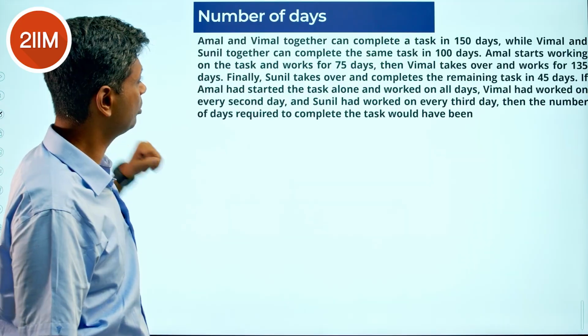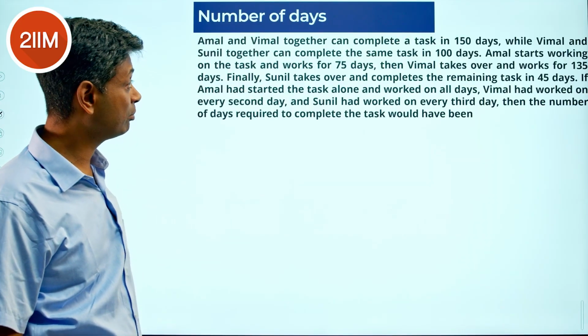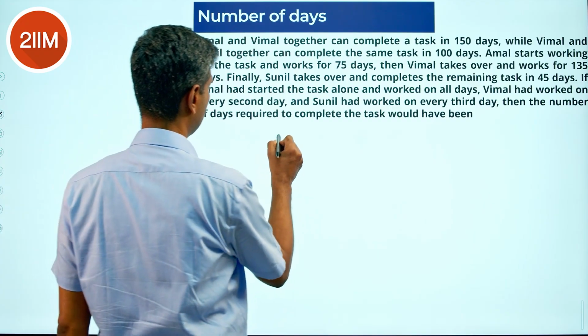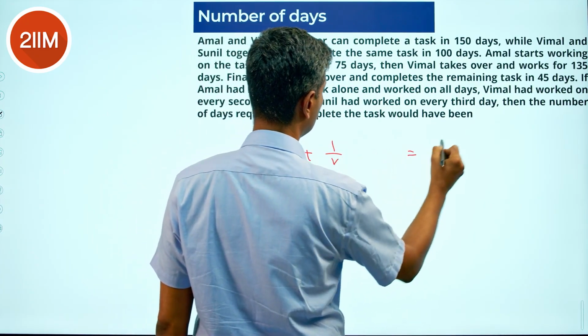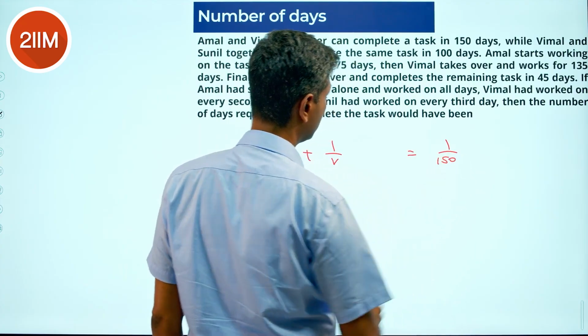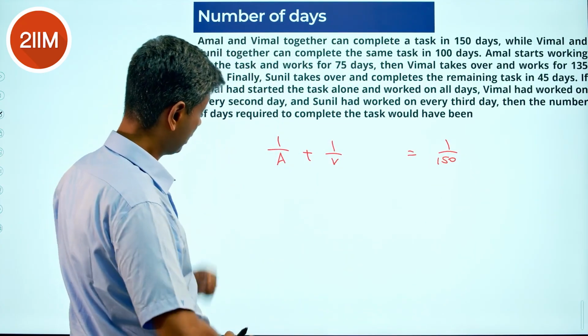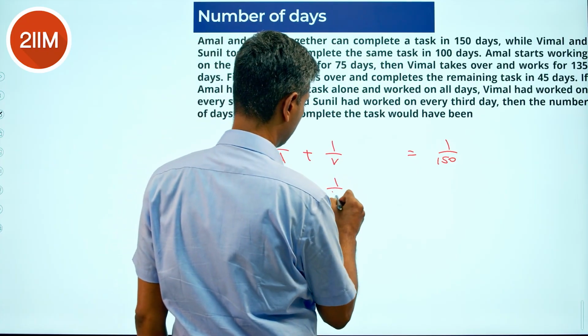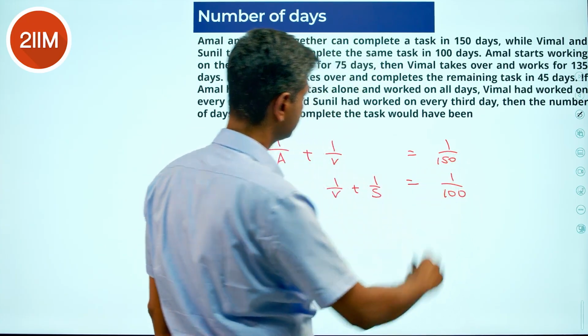Amal and Vimal together can complete a task in 150 days, and Vimal and Sunil can complete the same task in 100 days. If Amal takes A days, 1 by A plus 1 by V is 1 by 150. Well, Vimal and Sunil together can complete the same task in 100 days. 1 by V plus 1 by S is 1 by 100.